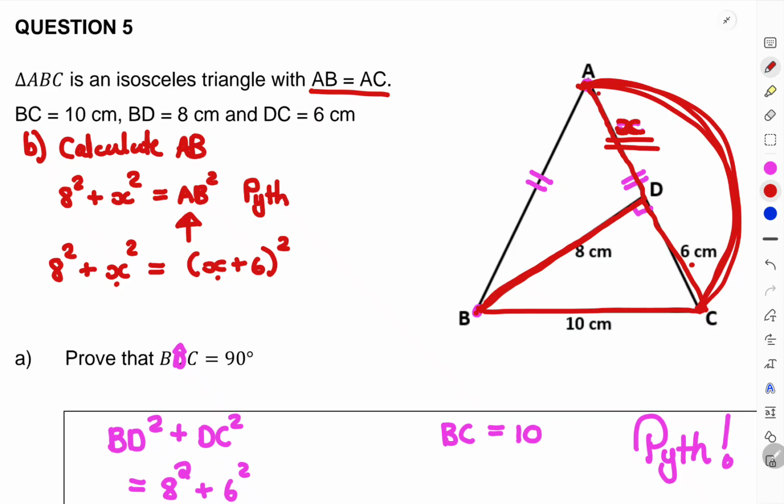So 8 squared plus x squared is equal to AB squared. That's because of Pythagoras. But AB is the same as AC, so I could have written that there as well. AB is equal to AC, that was given. So 8 squared plus x squared is equal to, now the AB I'm going to replace with AC. And AC's value is in terms of x plus 6. So if I go and replace it, I get x plus 6 squared.